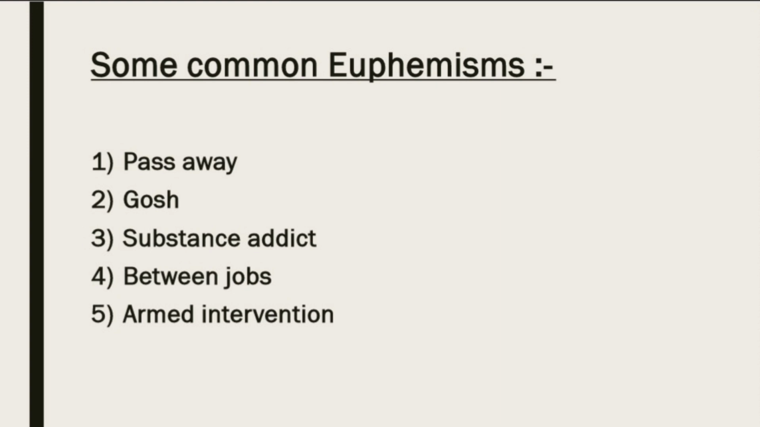So let us study some common examples of euphemism. The first one is pass by. When you want to say that the person is dead or he is no more, saying the person is dead would sound very harsh, so instead we say that so and so person passed away. Gosh. Instead of taking God's name again and again in vain, we use oh gosh instead of oh God. The next one is substance addict. Substance addict means that the person is a drug addict. Instead of saying directly that he's a drug addict, which would stain his personality, you use words like substance addict. Next is between jobs. When you are unemployed, you would rather say that I am between jobs. The next and the last one is armed intervention. So armed intervention means what? Instead of describing directly the bloodshed, we can use armed intervention for war.